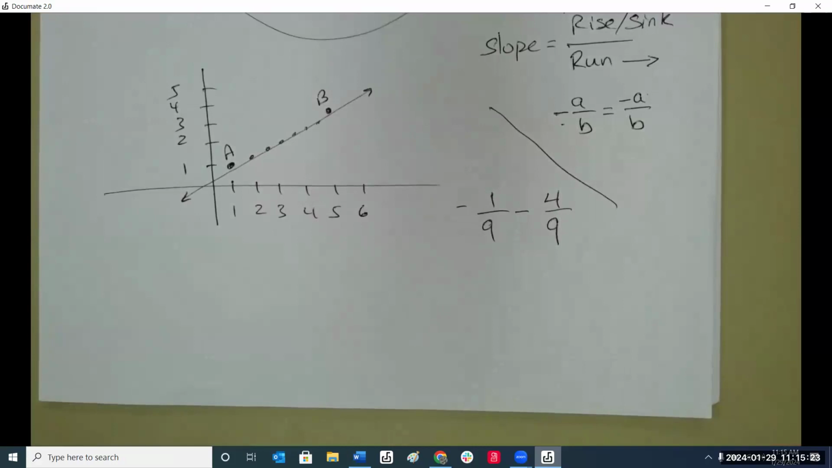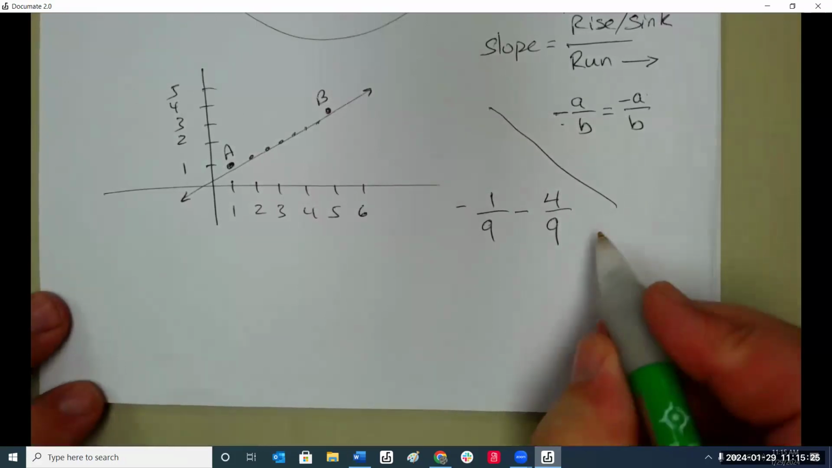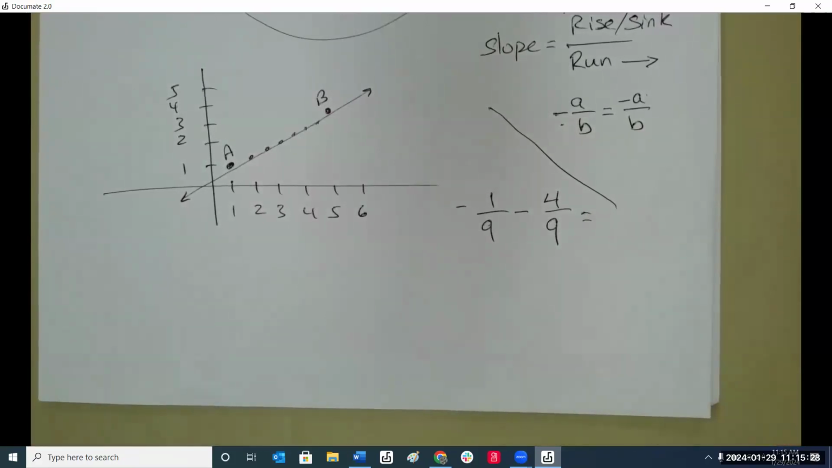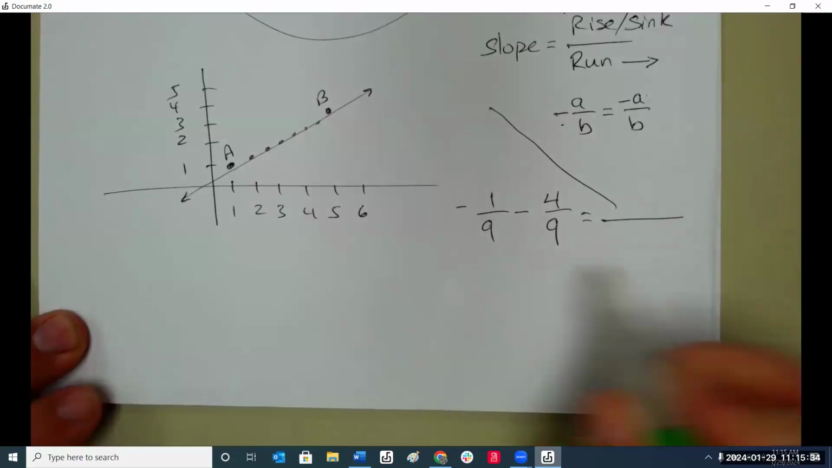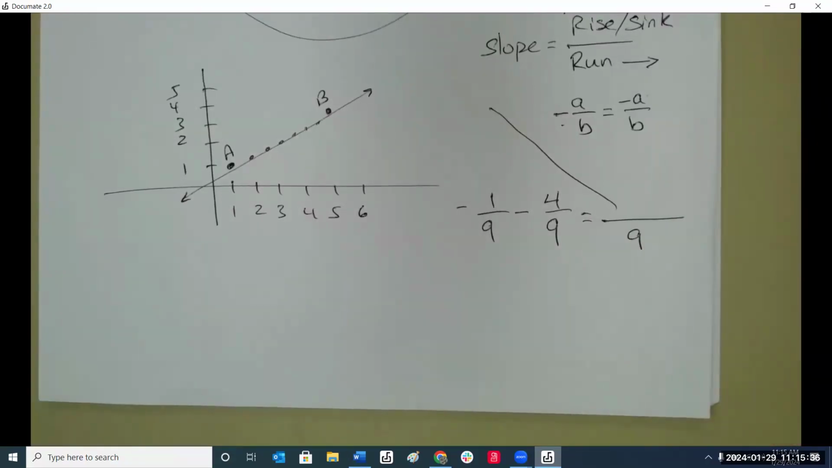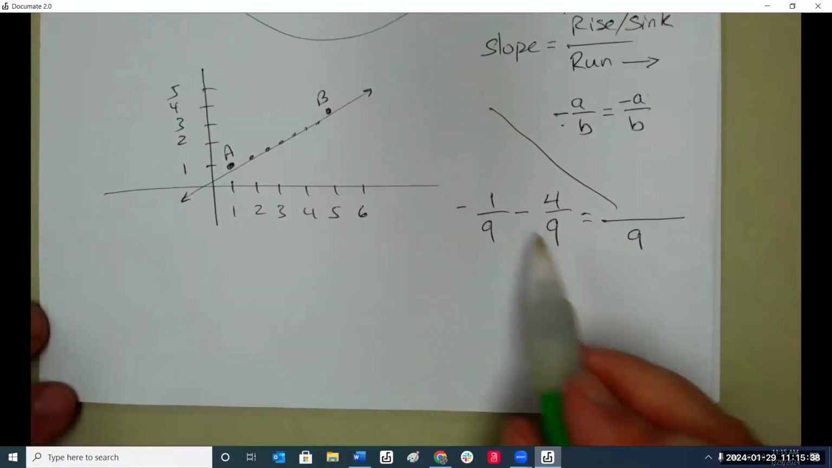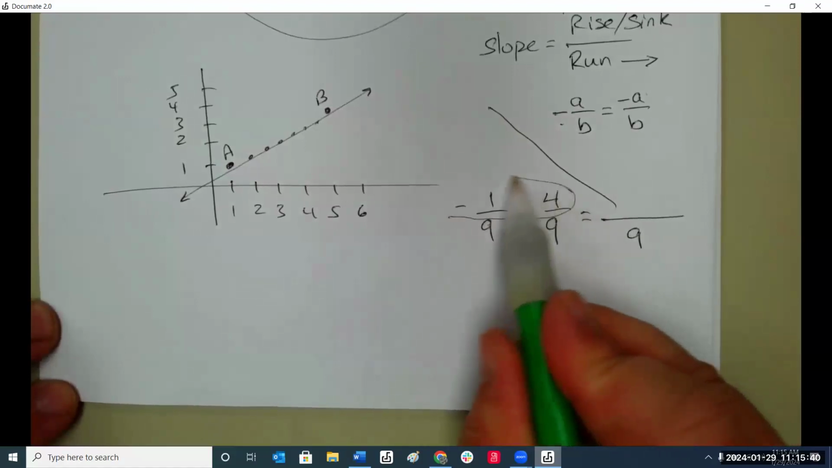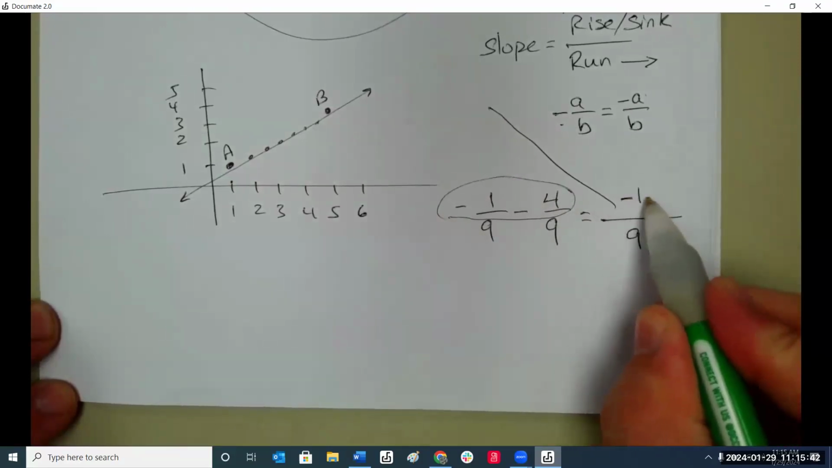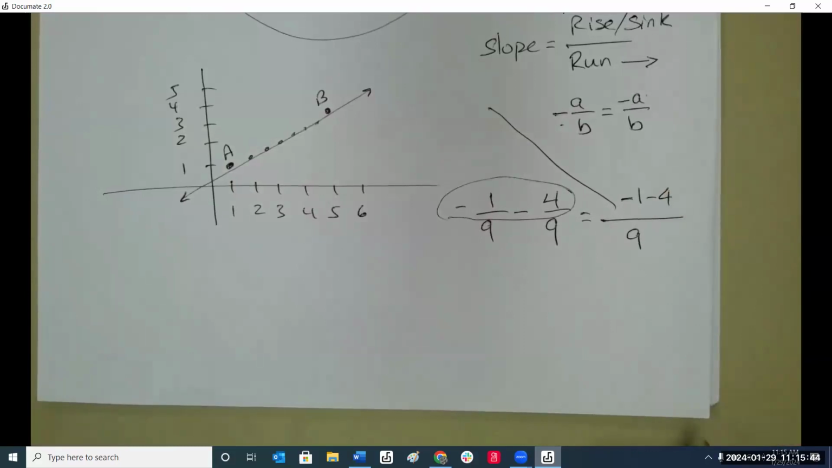There are a bunch of negative numbers here. So what's the rule for adding and subtracting fractions? We have to have a common denominator. Do we have a common denominator? Yes. Then once you have a common denominator, the equation happens on top.